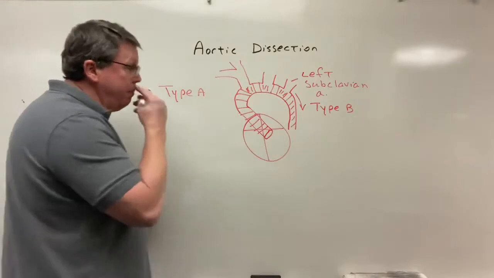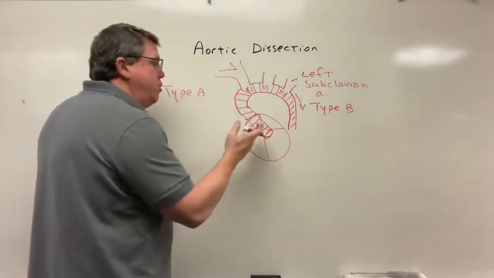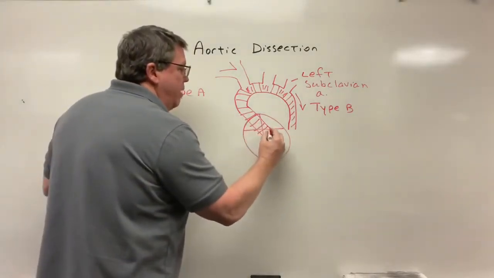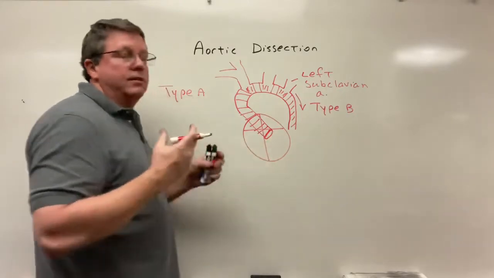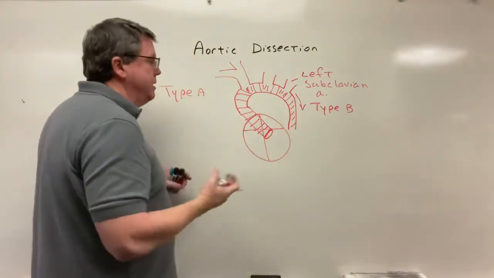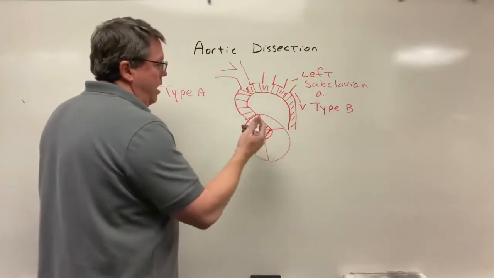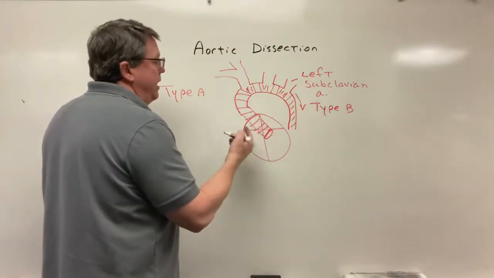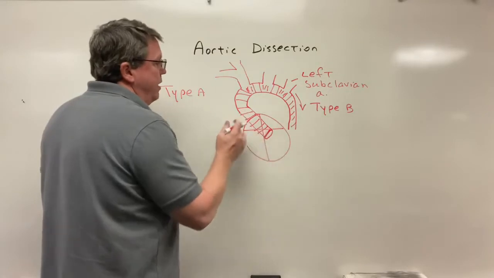The most common place to get it is a few centimeters after the aorta leaves the heart. I've seen some books that say 2 centimeters, and I've seen some that say 10. So we're going to say somewhere between 2 and 10 centimeters, which is about 4 inches up.